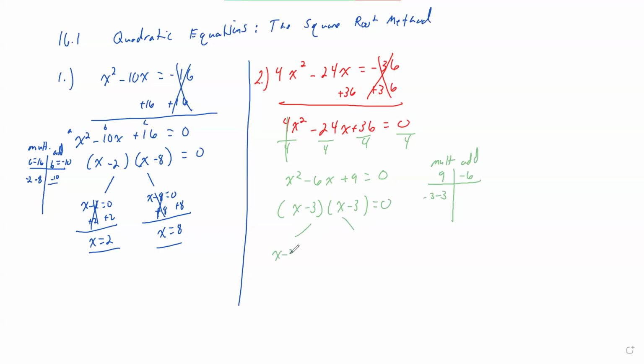So this will just be x minus 3 equals 0. So what do I have to do to solve it? Add the 3. And if you wanted to solve it and get the same answer again, you could, but I can see that these are both going to be the same number, so I only need it once.